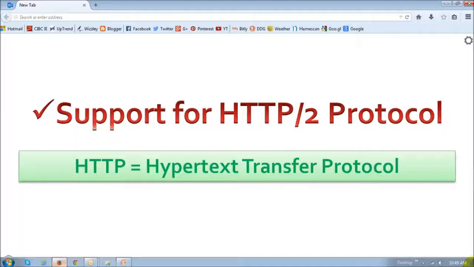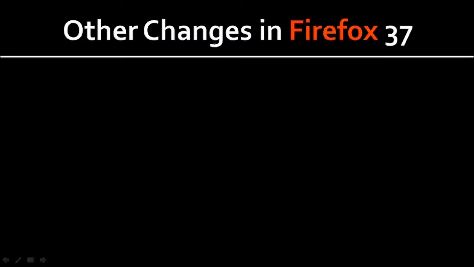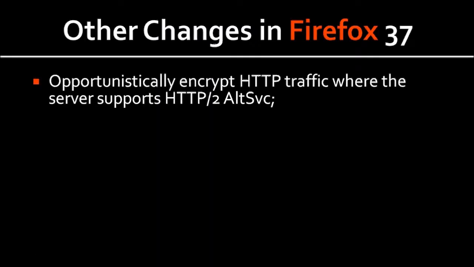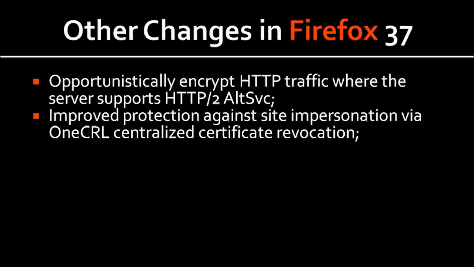In Firefox 36, Mozilla had introduced support for the HTTP/2 protocol, and they have now enhanced the security to encrypt HTTP traffic if the server supports this new protocol, without having to authenticate it. Firefox 37 also improves the protection against website impersonation by implementing OneCRL, a centralized certificate revocation system. So basically, it's going to be a better system altogether to control rogue certificates.